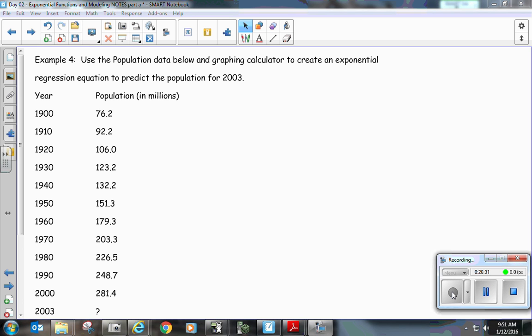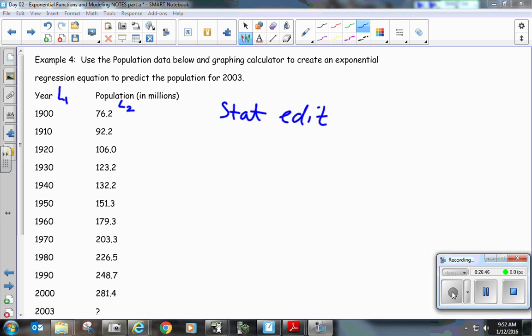Okay, this last problem, for the sake of time, we're going to forego. We're not going to do it. But this is the same thing we would have done for Rochester, right? Under L1 or LS stat edit, these go under L2 stat edit. And then you want a stat calc, and we want the exponential regression, because these are exponentials.